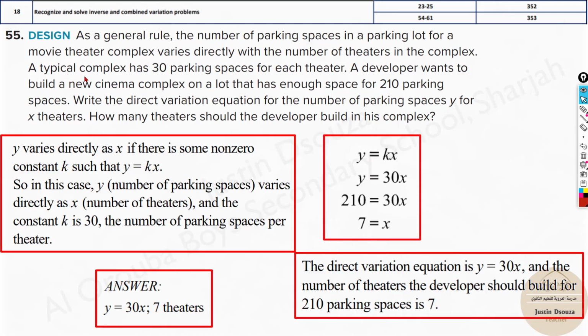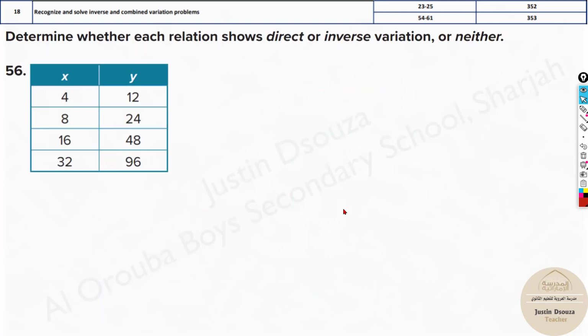In this, we can see over here, a typical complex has 30 parking spaces for each theater. That is the K value. That's a constant value. So 30 for each theater. So that is the slope, you can say. K is given as 30. Now, if you want to build 210 spaces over here, how many theaters must you have? X theaters. So just divide both sides by 30 and you will get 7. So that's it. The equation over here, directly the K value is given. So you need to write that.